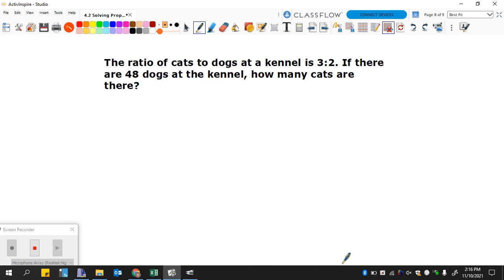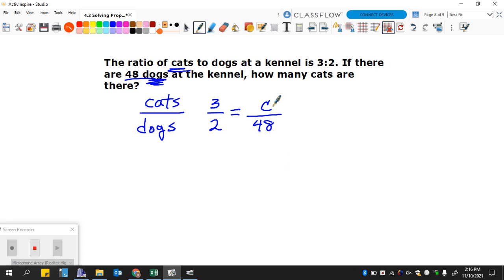The ratio of cats to dogs at a kennel is 3 to 2. Once again, same type of thing. Cats, because cats comes first, to dogs is 3 to 2. If there are 48 dogs, you notice that I write the ratio down and I write the units down, cats to dogs. Because there are 48 dogs, the 48 comes on the bottom, and the C for the cats goes up on top.